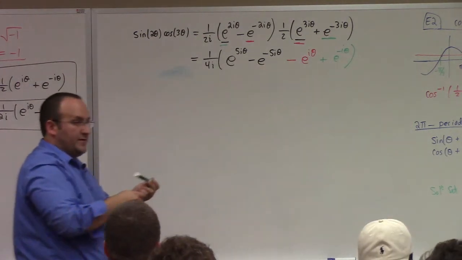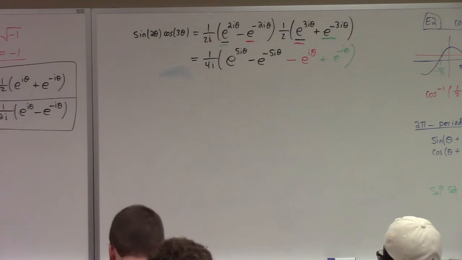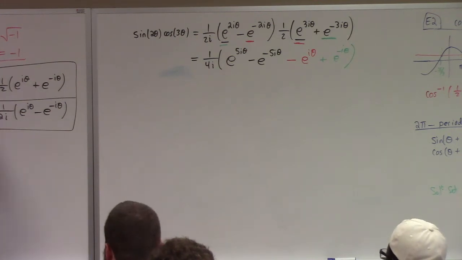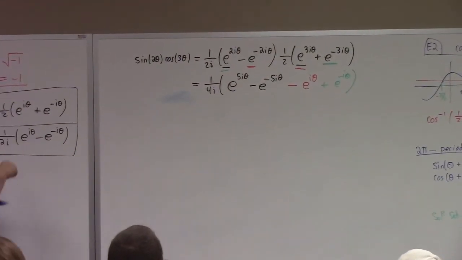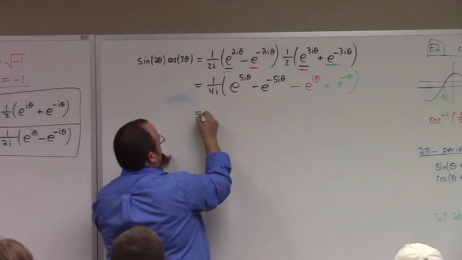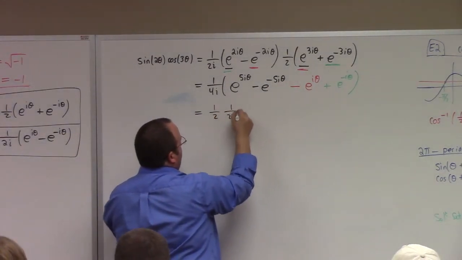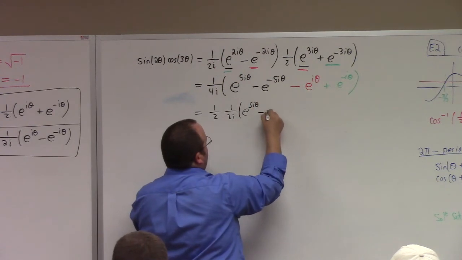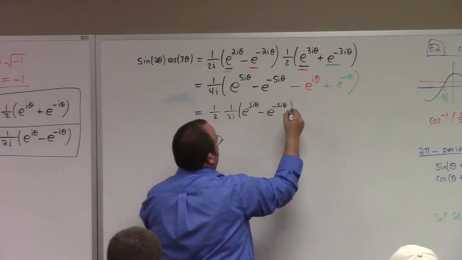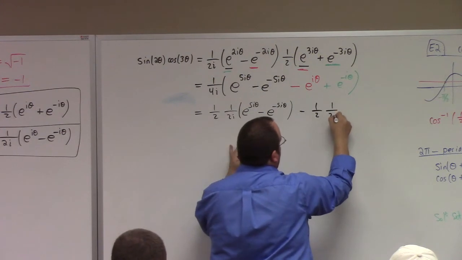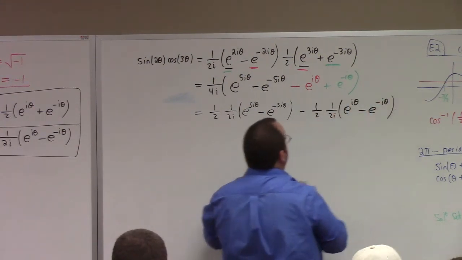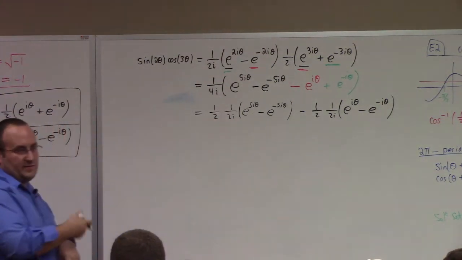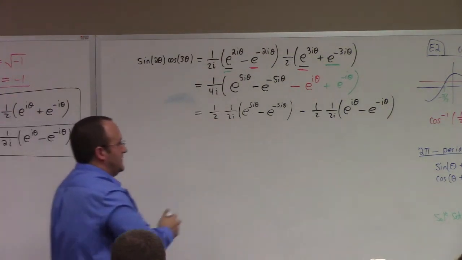Now you just have to remember the bridge back to reality, so to speak. This is the bridge between real sine and cosine and imaginary exponentials. These two formulas are the bridge. So you have to go back on the bridge. So I have to rewrite this as 1/2 of 1 over 2i (e to the 5i theta minus e to the minus 5i theta) minus 1/2 of 1 over 2i (e to the i theta minus e to the minus i theta). I pulled out a minus. So there's some algebraic insight that has to be exercised here.